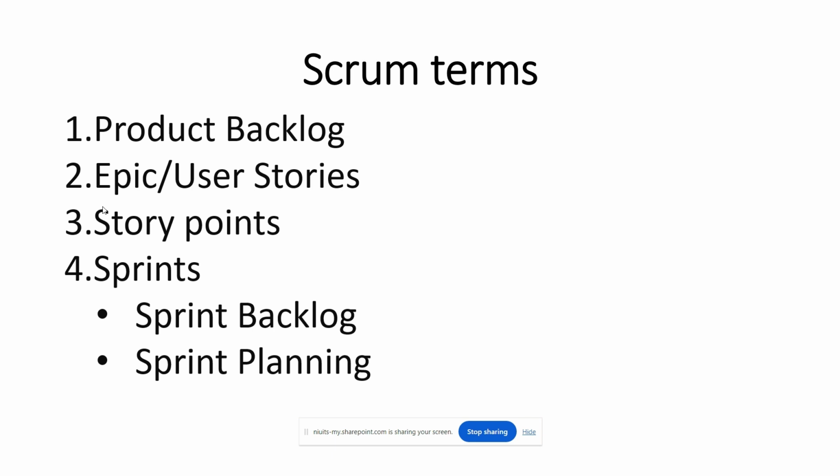Now, within the product backlog, we have what are known as user stories. I do have the word epic here. You will hear that term. An epic is essentially a user story that is too big to be done in any one given iteration or sprint for a project team. And once again, we're going to get into more of this in just a bit.